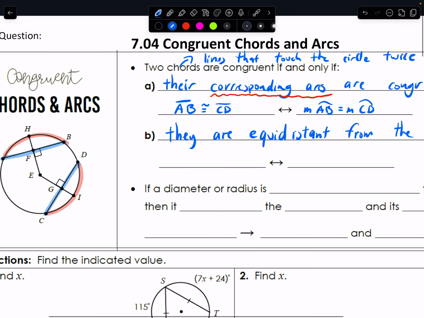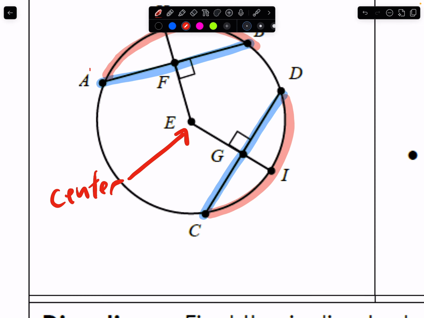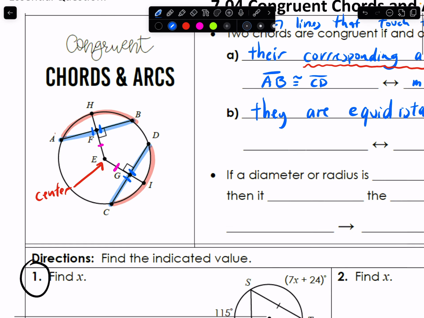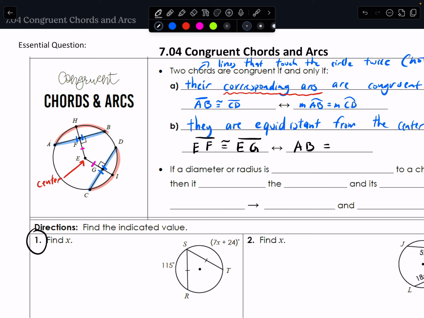That means that this distance, so here's my center. If the distance here, EF, is equal to EG, then this chord is equal to this chord. So that means that if segment EF is congruent to segment EG, then chord AB is equal to chord CD. So this is condition 1A. Let's call this 1A, 1B, and let's call this condition 2.